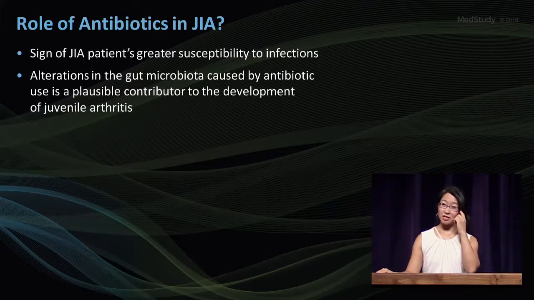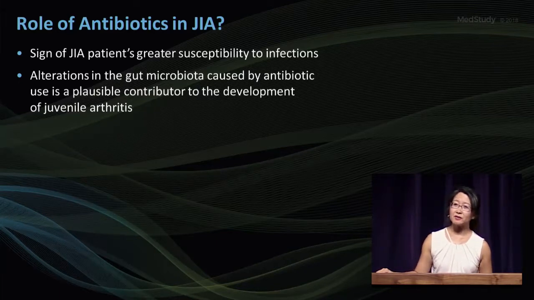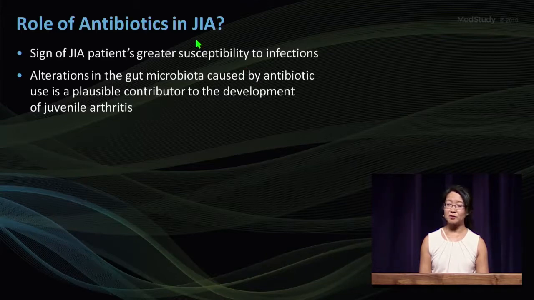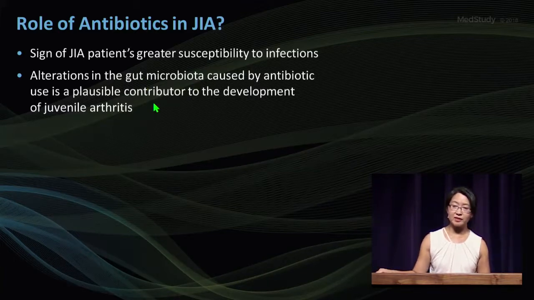So this begs the question, do patients who have JIA, are they at greater risk for infection? Are they more susceptible to it? Is that why we have to use more antibiotics? Or is it because antibiotics alter the gut microbiota, and this is a contributor to the development of JIA?